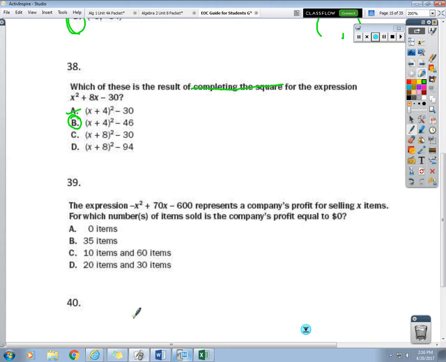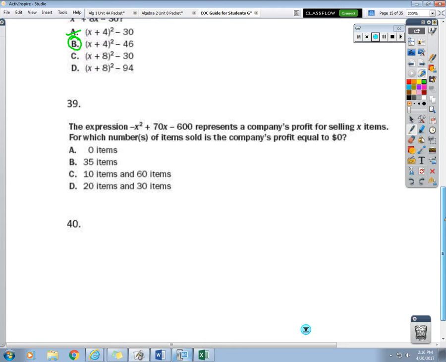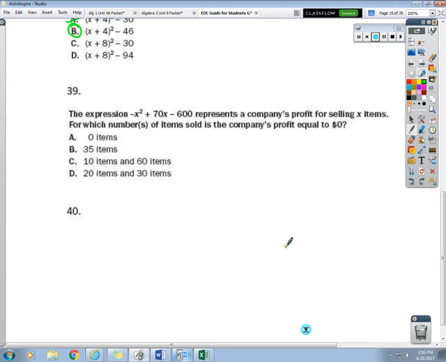Okay, so you can do that without even knowing how to complete the square. Number 39. The expression negative x squared plus 70x minus 600 represents a company's profit for selling x items. So x in the equation represents items. For which number of items, so we're trying to find out the values of x, sold is the company's profit equal to 0? So what would you do?